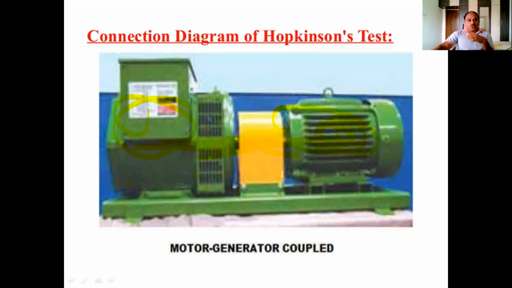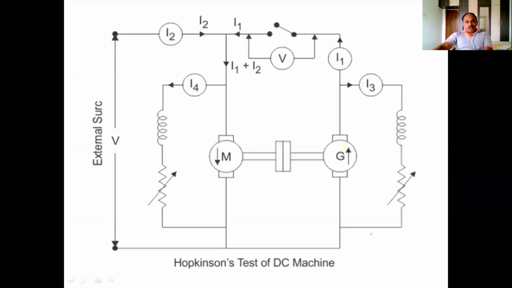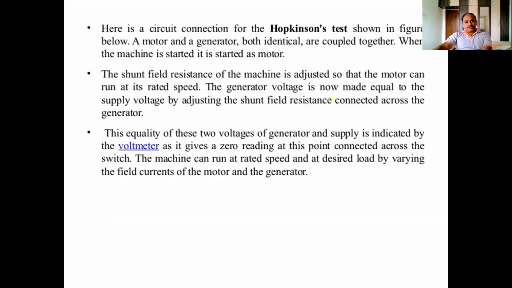In Hopkinson test, we use two machines. One acts as a generator, the second acts as a motor. In this manner, two machines are connected mechanically as well as electrically. Here the circuit connection for Hopkinson test is shown in figure. So this is the circuit connection for Hopkinson test.